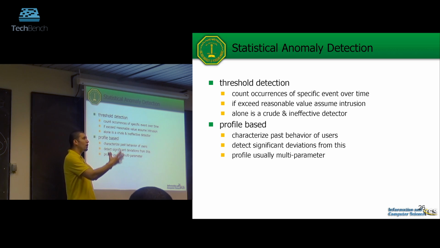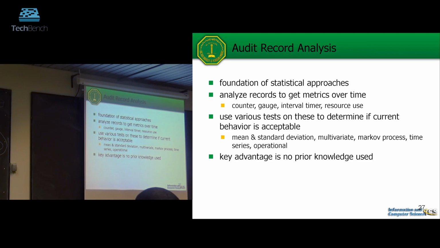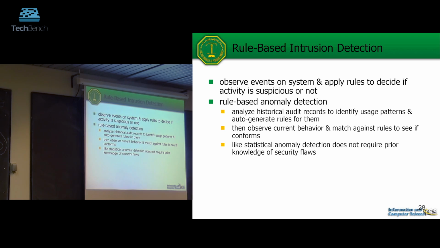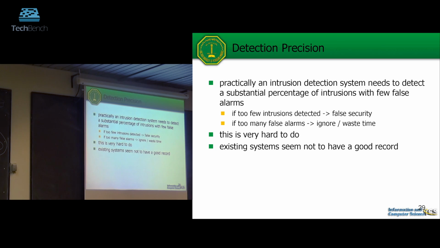Profile based: you have a profile for every type of user, and you represent them in the way you want. This is also audit record analysis. This is the second type, where we have a model for normal behavior, the rule-based intrusion detection system. And I think this is the last one before.